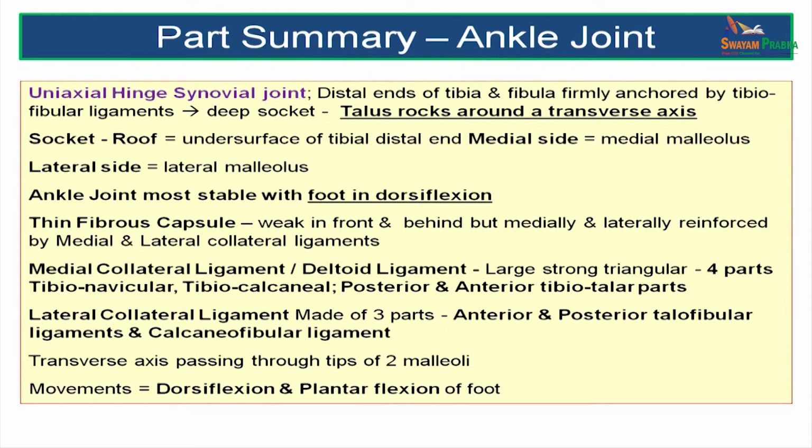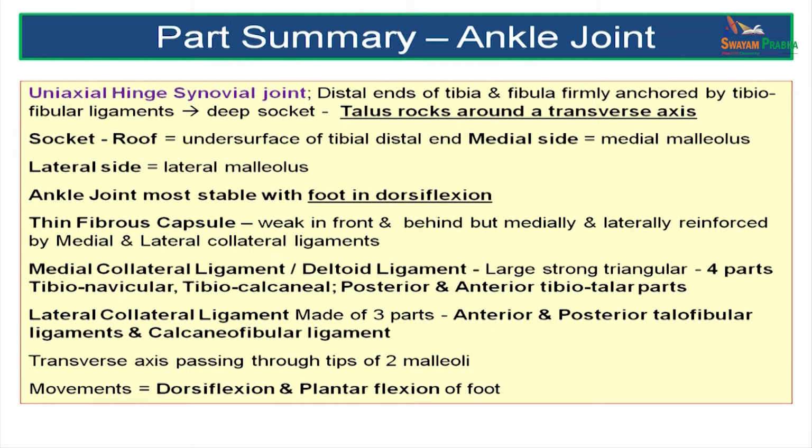To summarize what we have just studied, we are talking about the ankle joint. The ankle joint is a junction between the leg and the foot. It is normally at an angle of 90 degrees and it is a hinge type of synovial joint, allowing movements of dorsiflexion where the toes are raised up and plantar flexion where the toes point downwards. The movements take place at the ankle joint with an axis passing through the tips of the two malleoli.